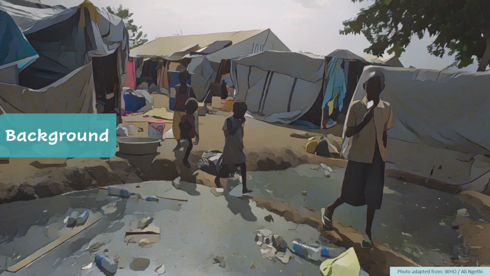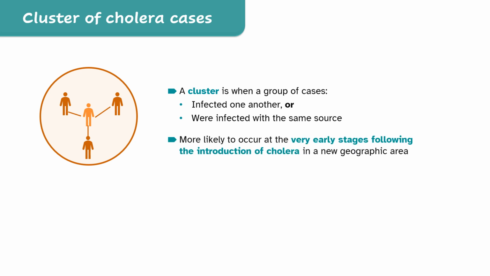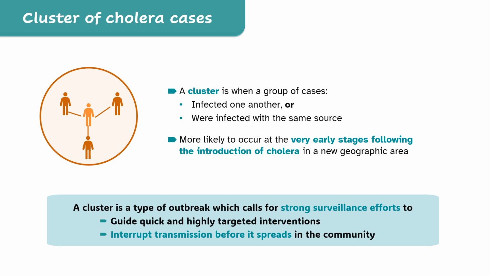Let's start with a refresher on cholera surveillance to track clusters. A cholera cluster is when a group of cases infected one another or were infected with the same source. Clusters are more likely to occur at the very early stages following the introduction of cholera in a new geographic area. A cluster is a type of cholera outbreak which requires strong surveillance efforts in order to guide quick and highly targeted interventions around the cases. This aims to interrupt cholera transmission before it spreads in the community and becomes more challenging to control.